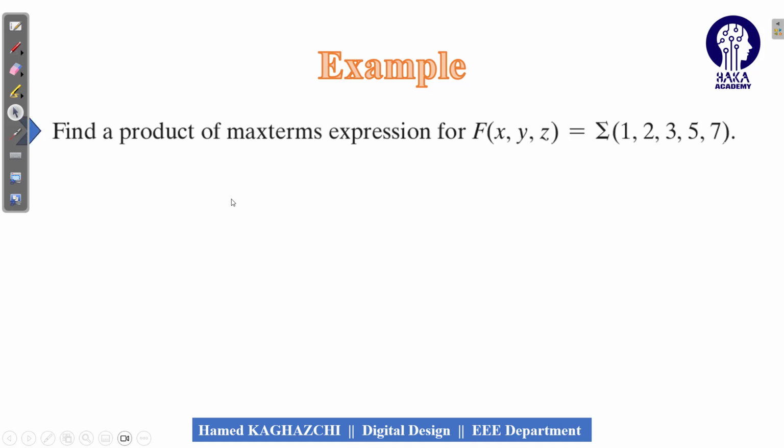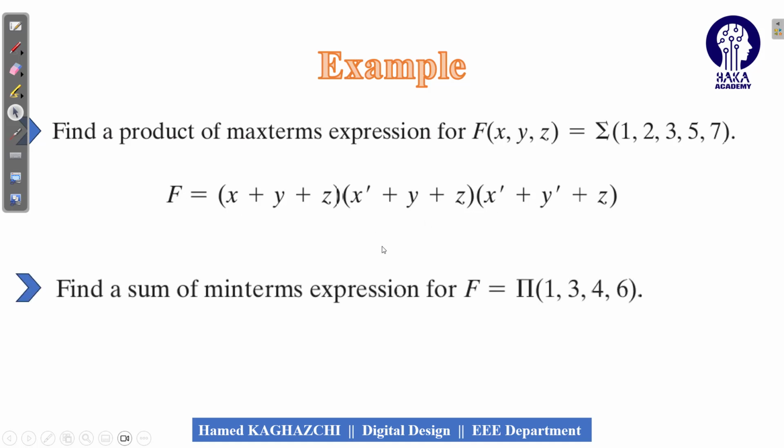Now, in this example, we say find a product of max terms expression. So how can I find the max term expression? This is the sum of minterms. This is the minterm expression. I want to have the max terms. We said that the missing numbers have to be written. The missing numbers are 0, 4, and 6. So 0, this is x or y or z, then x prime or y or z, x prime or y prime or z, according to the table that we talked about.